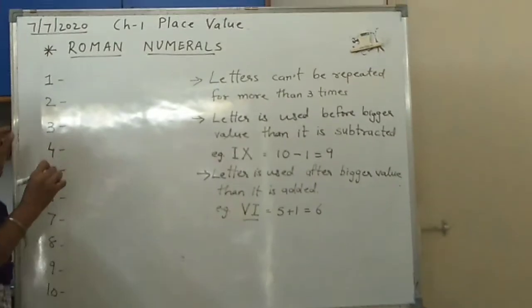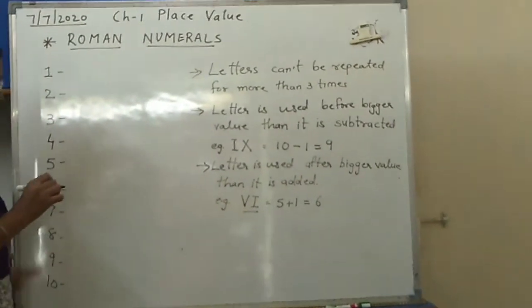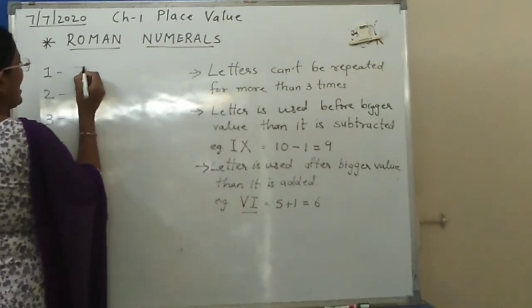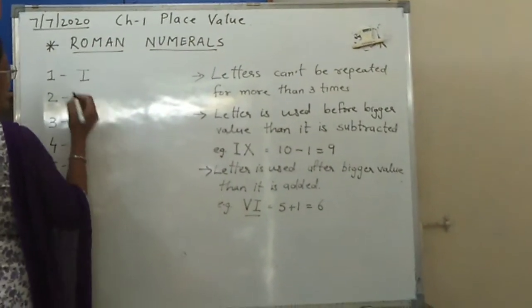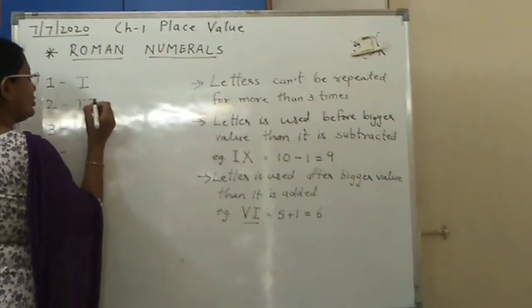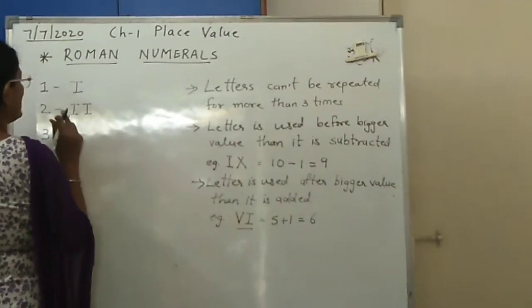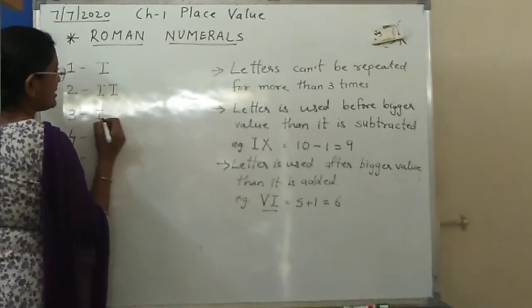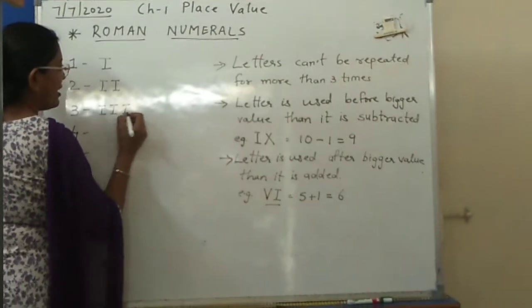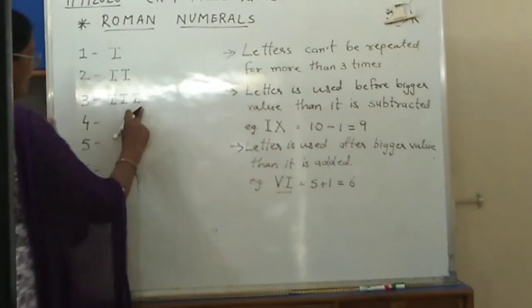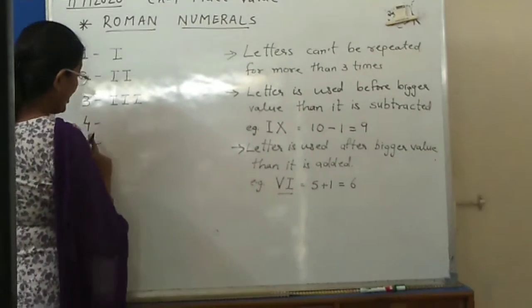These are Hindu-Arabic numbers which we are using for counting. 1 is written as I. I means 1. Now 2 is written as 2 times I, 1 plus 1, that is 2. Now 3 is written as 3 times I, 1 plus 1 plus 1, 3.